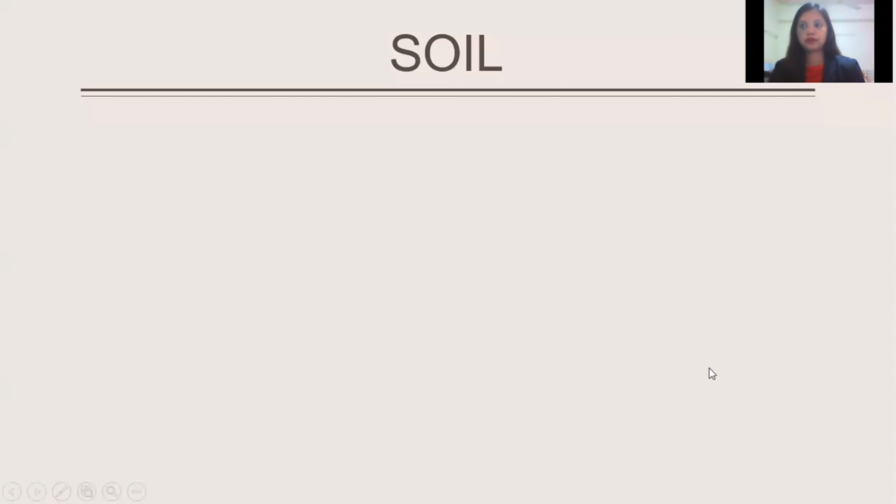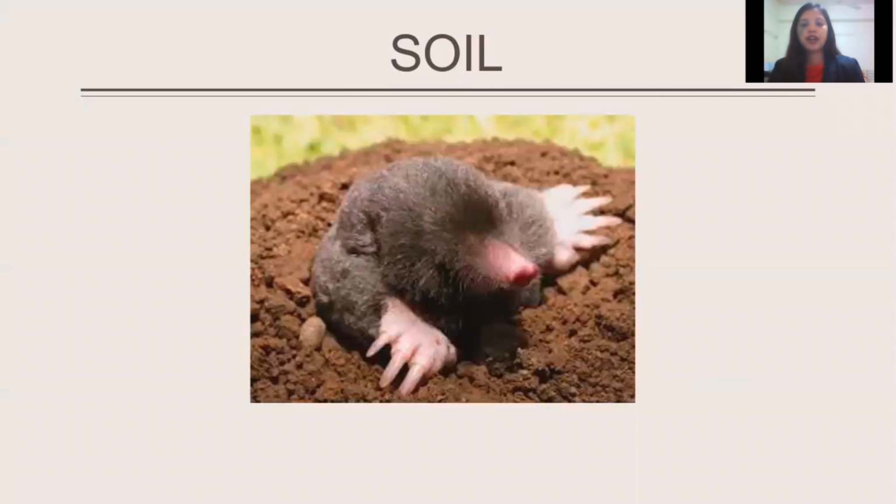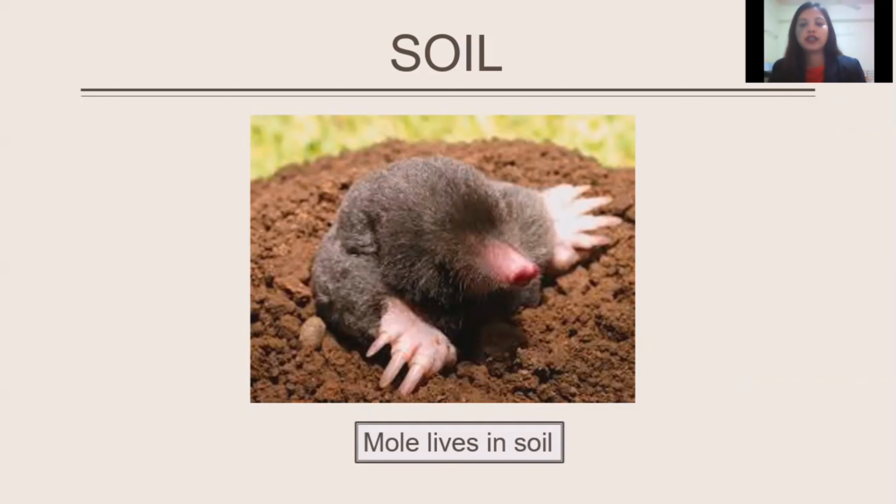Okay? Aside from the earthworm, the mole also lives in the soil. So this mole has poor eyesight. That is why it has many whiskers on its nose in order for it to sense its surroundings. And it also has these claws that help it to dig in the soil. Okay? So that is how this mole interacts with the soil.